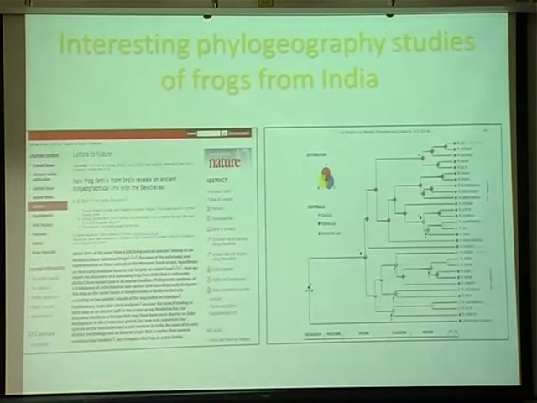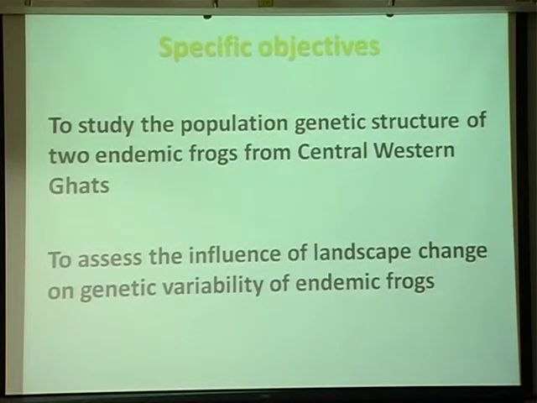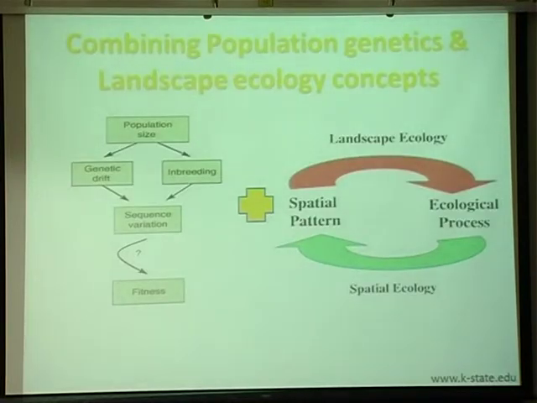Also, Western Ghats has high human density and has been subjected to modifications like land modifications, damming of rivers, mining, etc. So this background motivated me to study population genetics, especially of two endemic frogs from Central Western Ghats. I'm looking into their population genetic structure and also assessing the influence of landscape change on their genetic variability. I'm utilizing the concepts of population genetics and combining them with landscape ecology concepts.